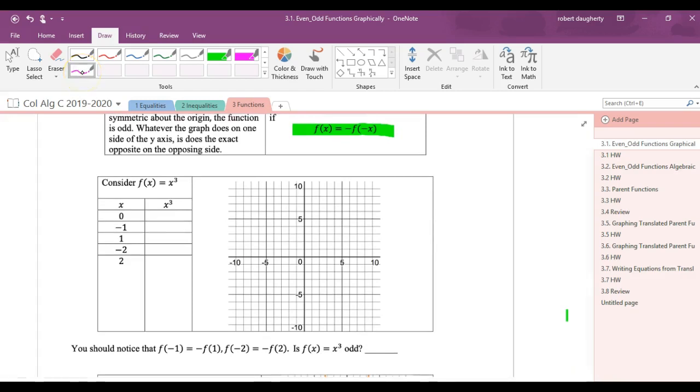Let's look at x cubed. What is 0 cubed? 0. Negative 1 cubed. Negative 1. 1 cubed. 1. Negative 2 cubed. Negative 8. 2 cubed is 8. So if I were to graph this, this goes through 0, 0, 1, 1, 2, 8, negative 1, negative 1, negative 2, negative 8. So this function looks like something like this.